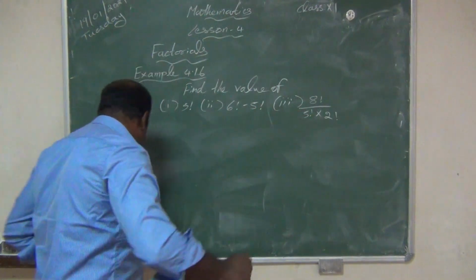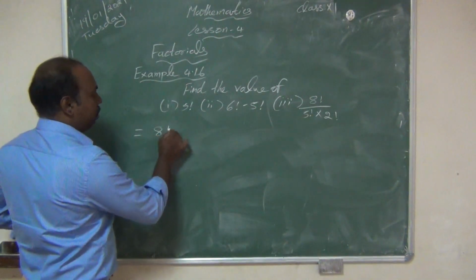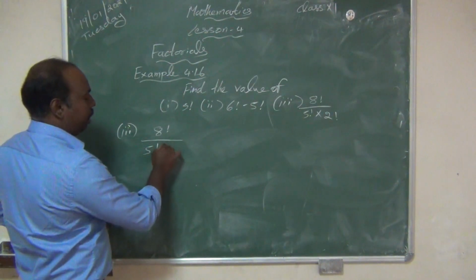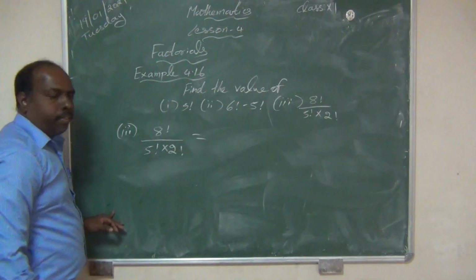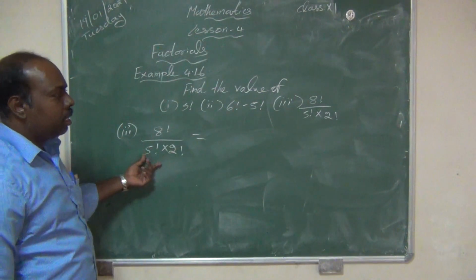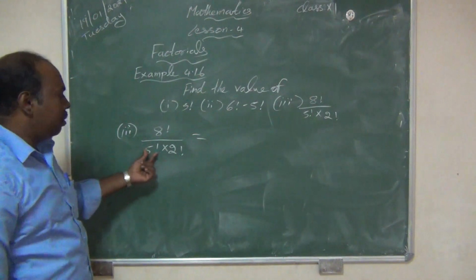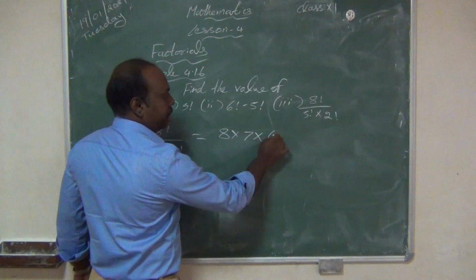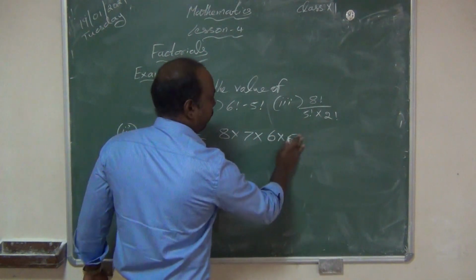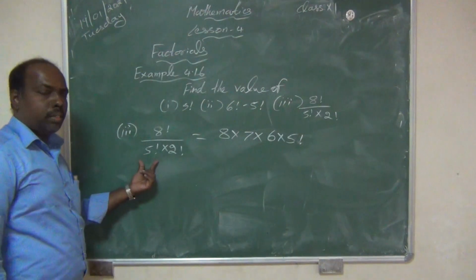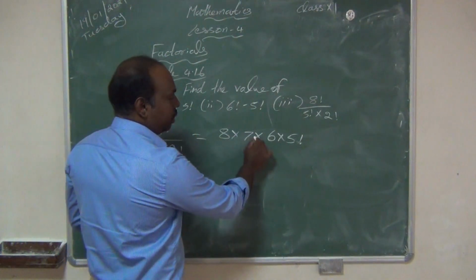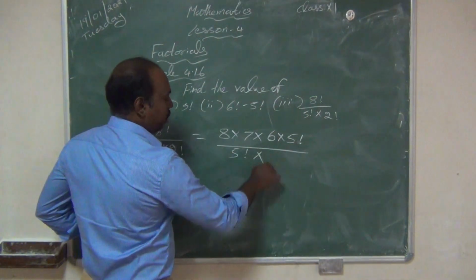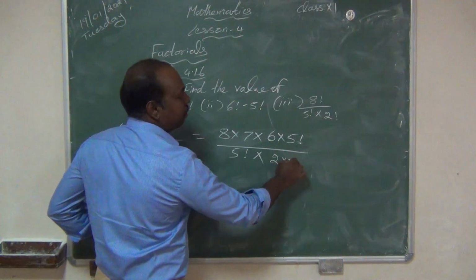Now third part, 8 factorial divided by 5 factorial into 2 factorial. In the denominator, what is the term we have? 5 factorial. So 8 factorial can be written as 8 into 7 into 6 into 5 into 5 factorial. Because in the denominator we have 5 factorial. So this can be written as 8 into 7 into 6 into 5 factorial divided by 5 factorial into 2 factorial, which can be written as 2 into 1.